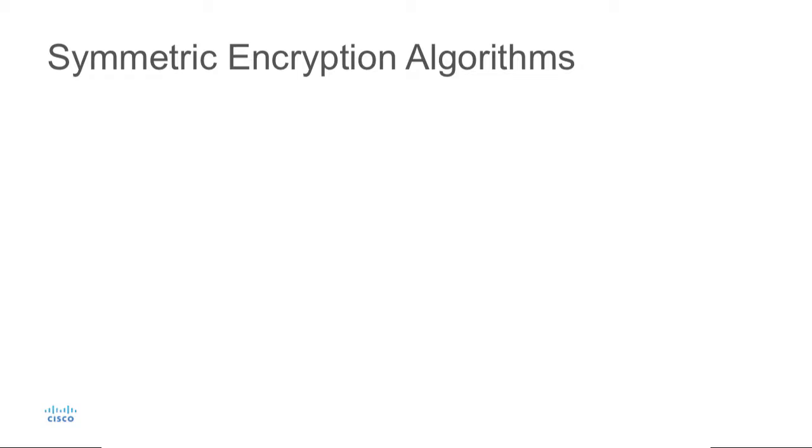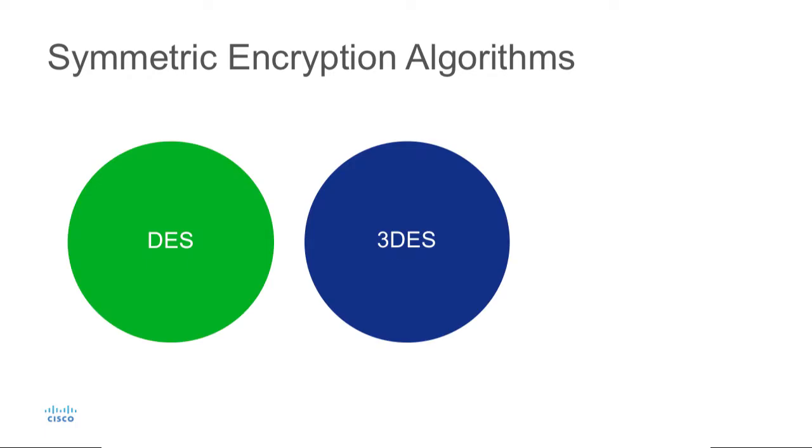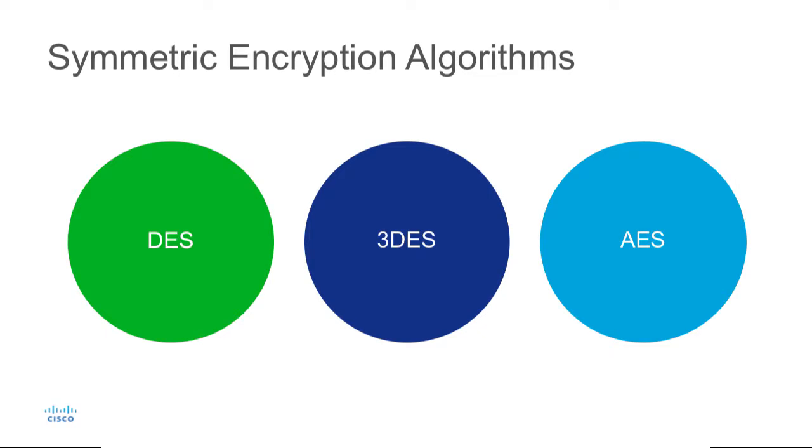Now, if we compare symmetric encryption algorithms, we have several to choose from. Of the most popular, we have DES and triple DES. We also have AES, which is newer than DES and triple DES. It's considered the standard today, whereas DES and triple DES for many, many years were considered the standard.